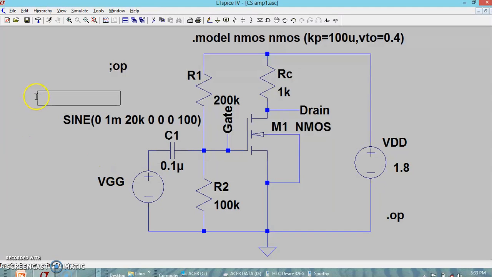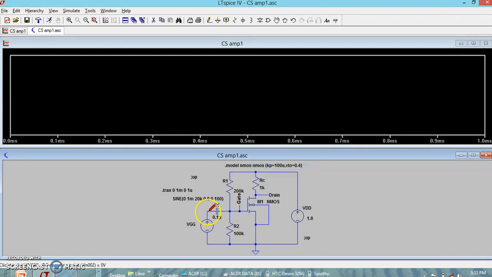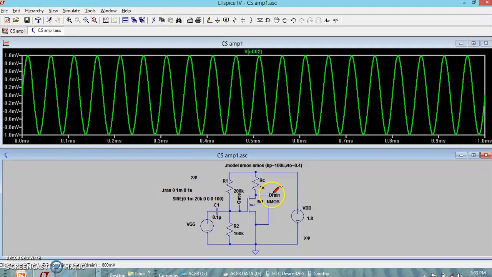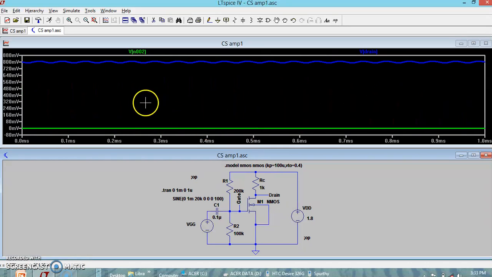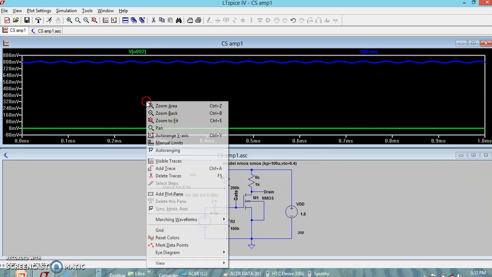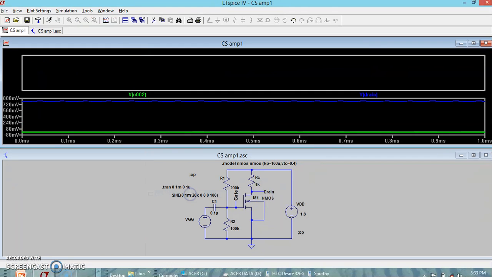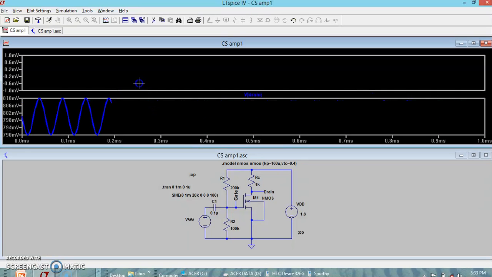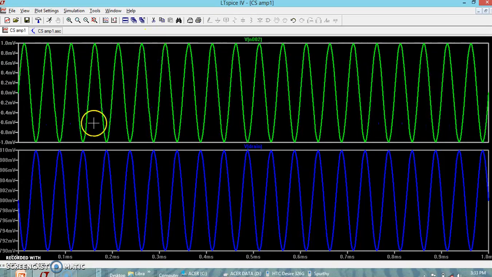Upon running, let me see the input voltage, which is a sine wave. Let me see the output voltage also. Now you can see the output voltage is clamped at 800 millivolts, because that was the voltage at the drain. Let me see them in separate panes, so let me put the input in the first pane. Now you can see the input voltage is 1 millivolt peak and minus 1 millivolt, so peak to peak happens to be 2 millivolts.